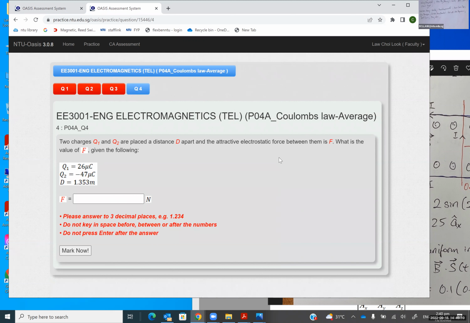Two charges, Q1, Q2, placed at some distance d. The attractive electrostatic force between them is F. That means, basically, these two charges, right? If one creates an E field on this one, it creates a force on this one, which creates an E field on this, or a force on this, right? So you formulate some equation and then you go and solve for the unknown.